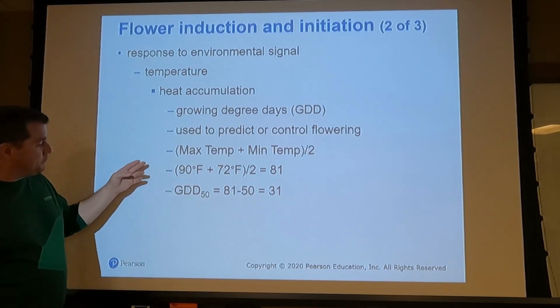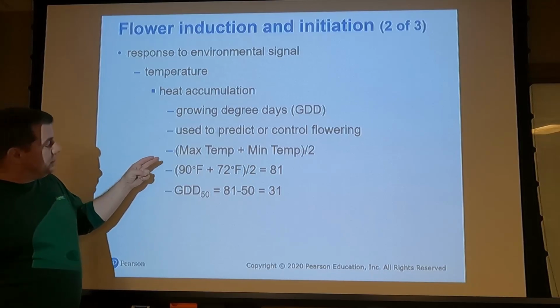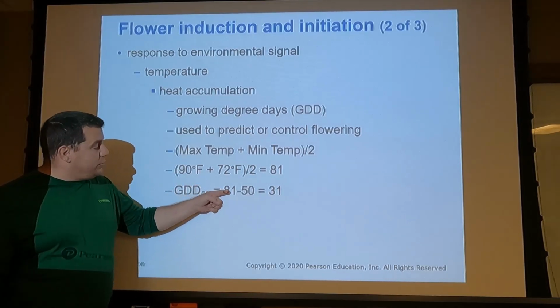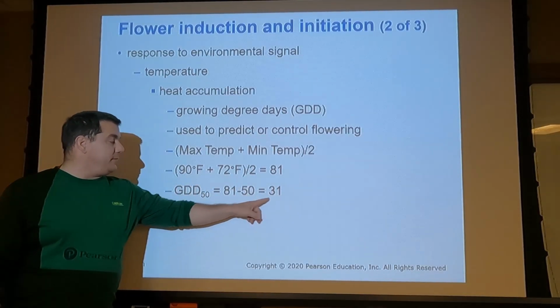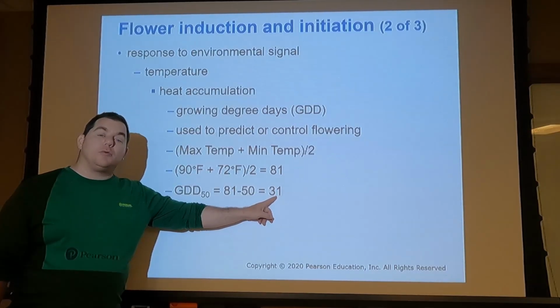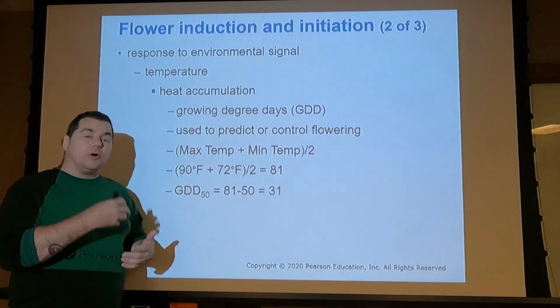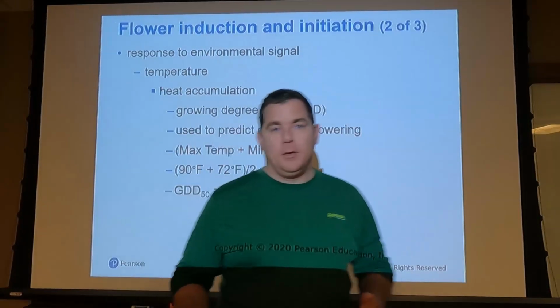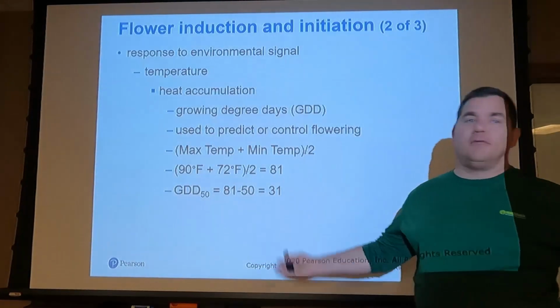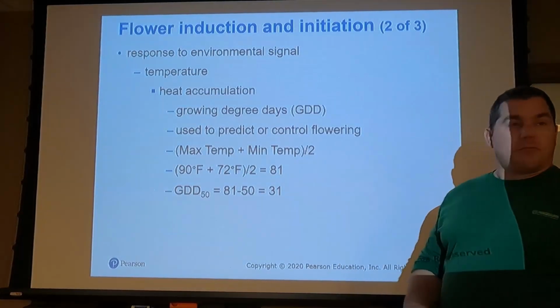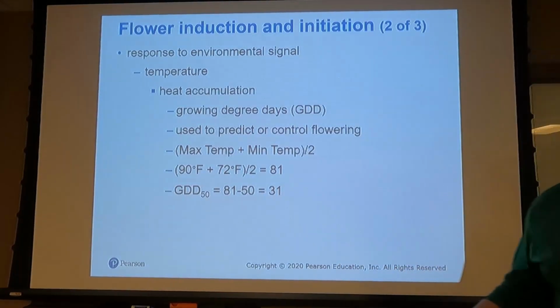So we take 81 and subtract the 50 from it, and so we have accumulated 31 growing degree days today, right? And so you'll accumulate those over time. So at the end of a week, you might have 200 growing degree days.